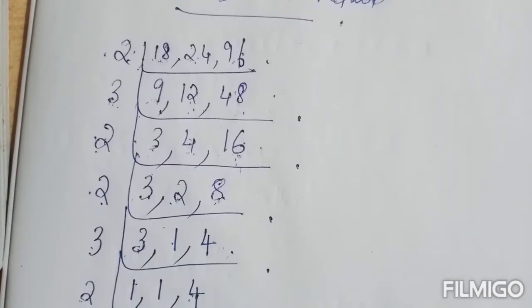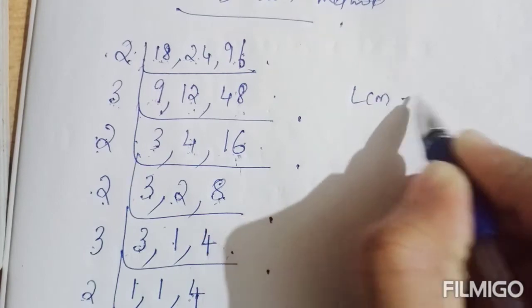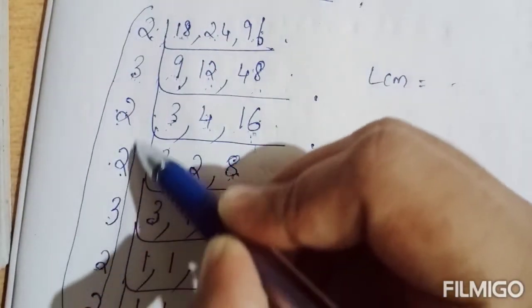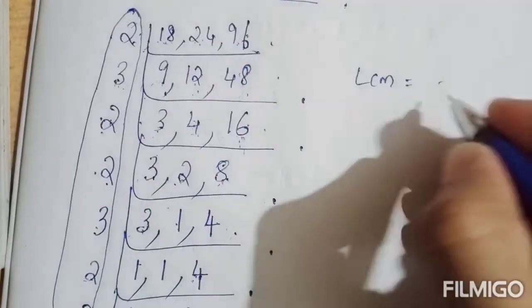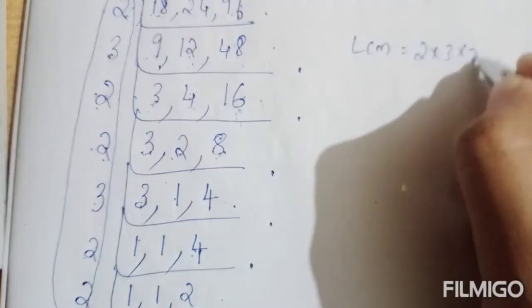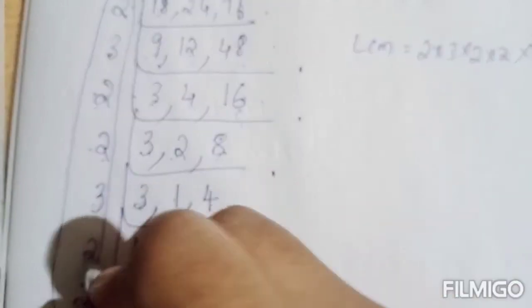Now we can find the LCM. LCM equal to, you can multiply these numbers, these prime factors. 2 into 3 into 2 into 2 into 3 into 2 into 2.